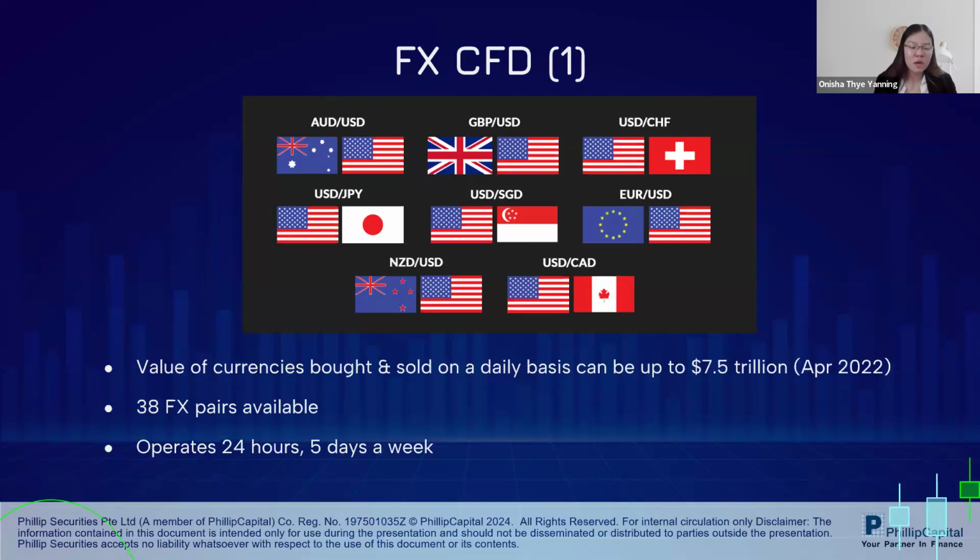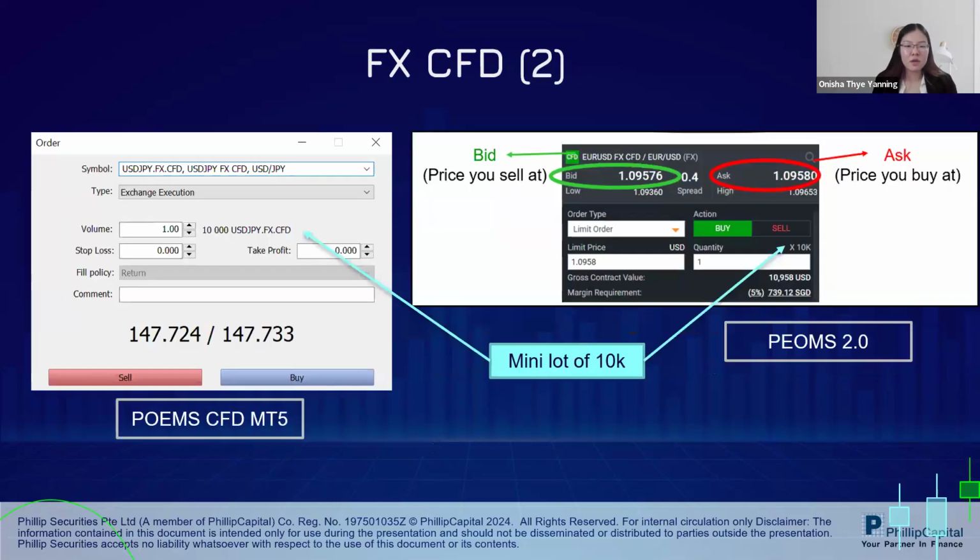Okay, so the good thing about the FX CFD that we provide is that the market operates 24 hours and 5 days a week. At the same time, you do not own the underlying currencies, whereas you may have to go for actual delivery when you trade spot FX. So technically this is quite usable for a lot of traders. A lot of our clients use our Poems CFD MT5 for it. For those who have already used MT4, you can try our MT5 platform.